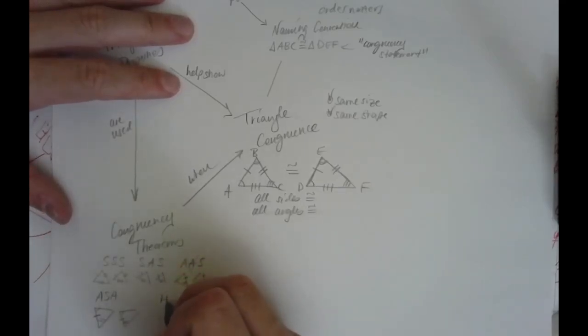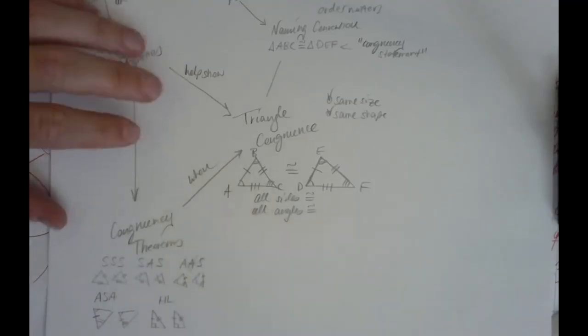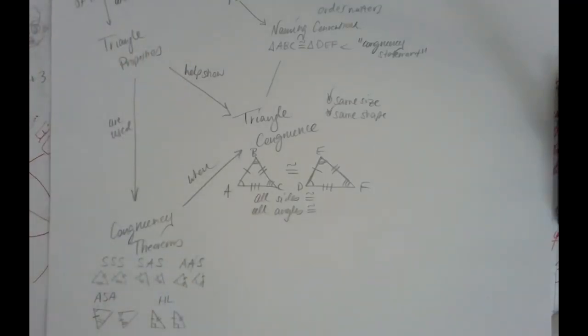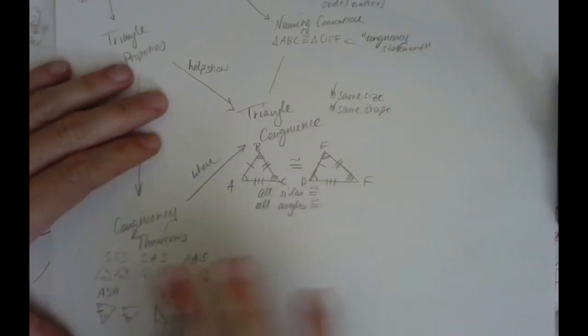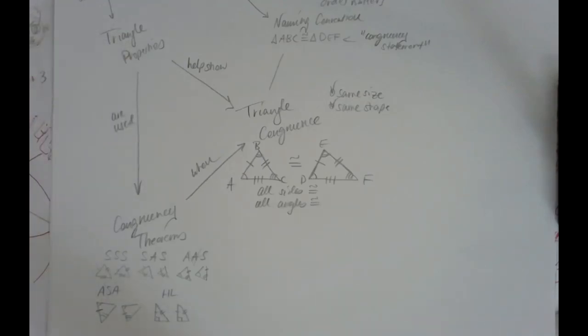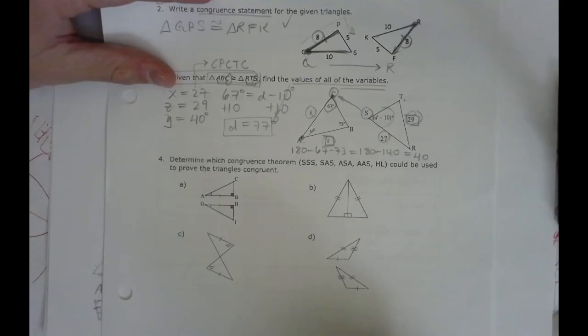And then finally we had HL, which is like if you have two right triangles and they share a leg and hypotenuse. So if they share a leg and hypotenuse, they must be congruent. All right, so now that that's out of the way, we can use these in this case to show if these triangles are congruent or not.